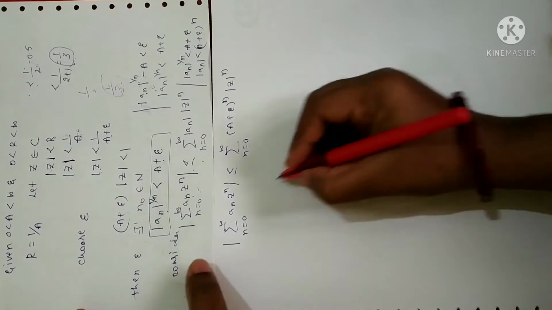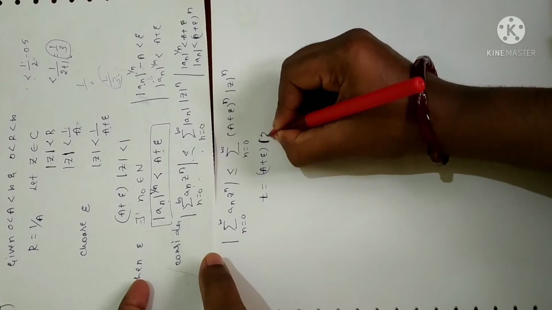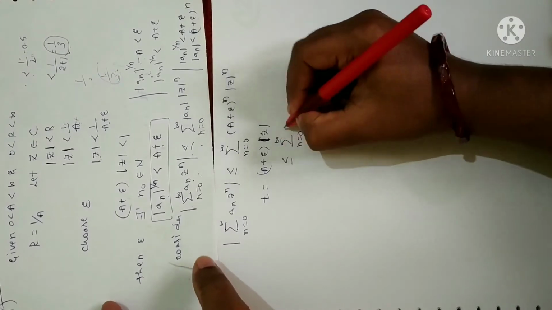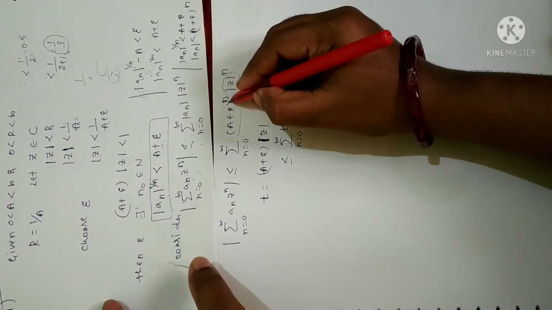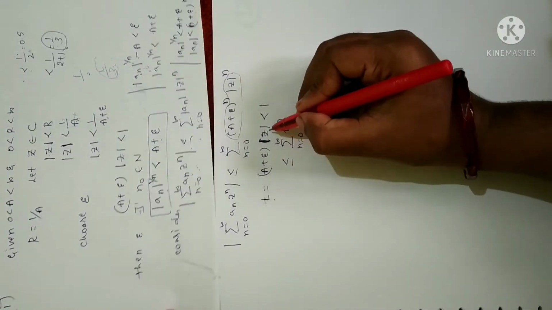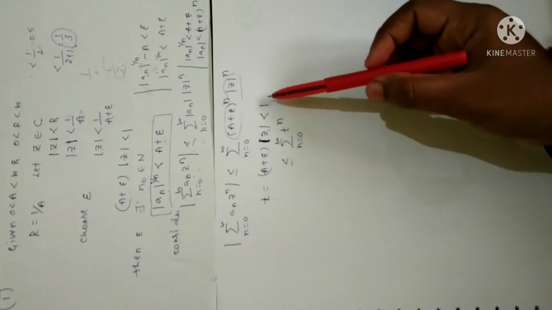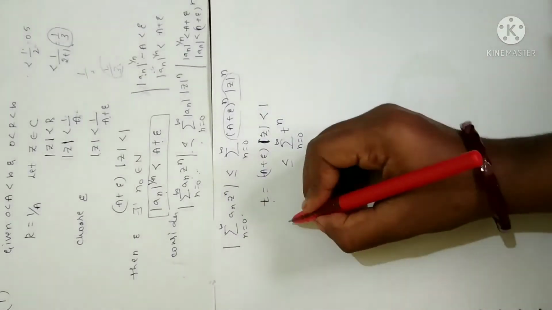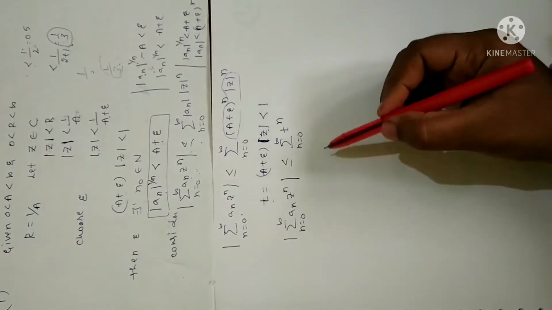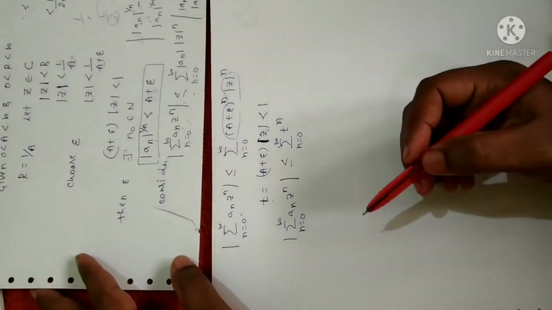Fine. Now let me take t as a plus epsilon into mod z. Just one of the variables I have assumed, that's all. I can write this as t power of n, whatever variable I have in the base, I have taken as t. Obviously this value will be less than 1. Why? Because epsilon is arbitrary, and when you take the magnitude of z, you get less than 1. The product with that is obviously less than 1. So with this I can write the magnitude of the summation n equal to 0 to infinity an into z power of n is less than or equal to the summation n equal to 0 to infinity t power of n. Now this is of the form of a geometric series.